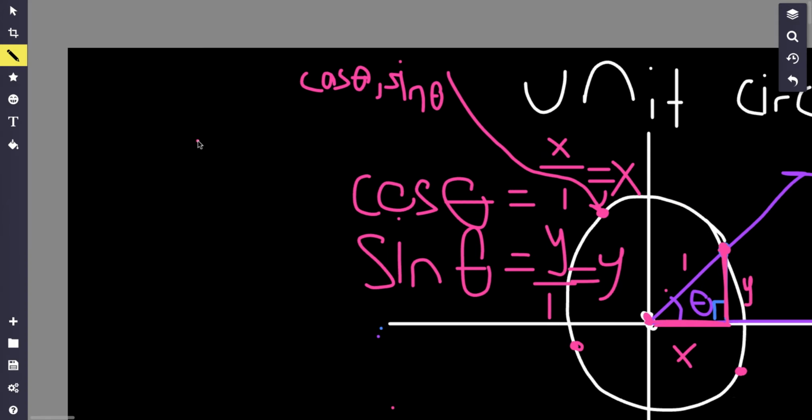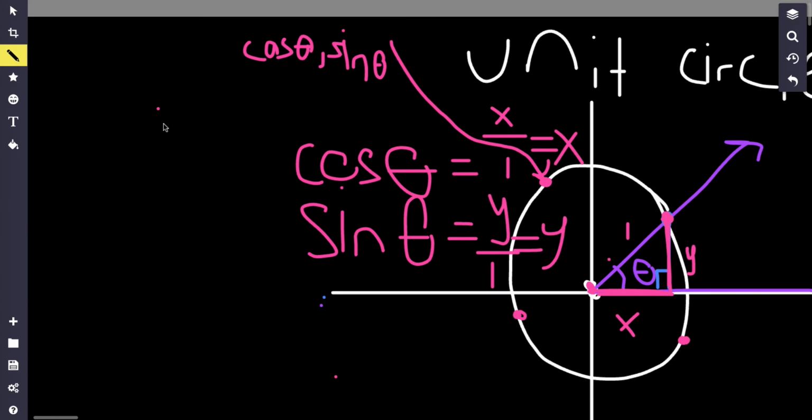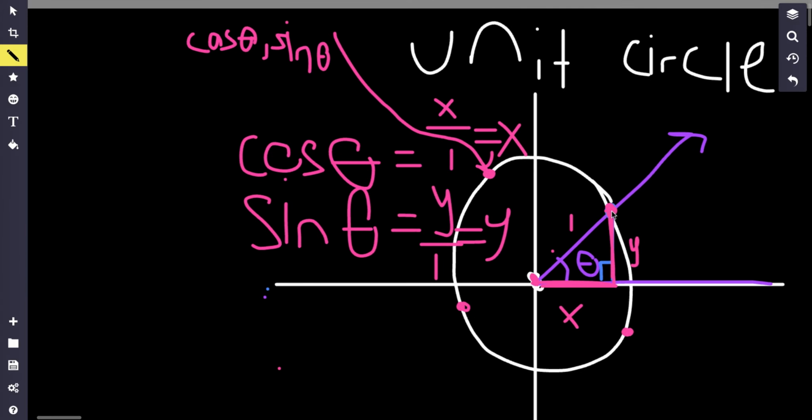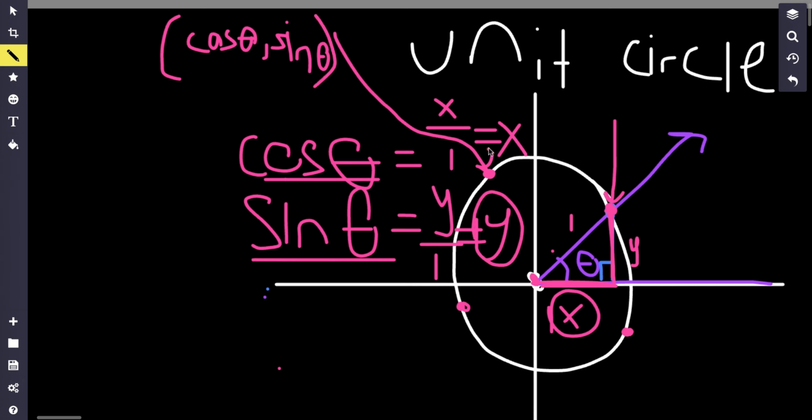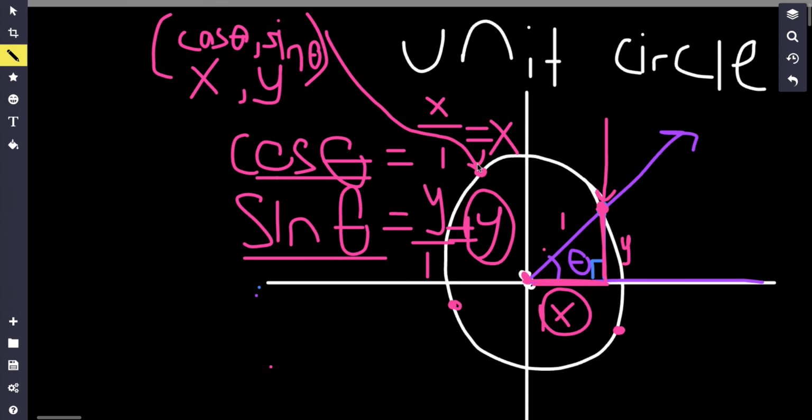Now, if that's confusing, think about it like this, right? We created a random angle, and for the coordinate of our point right over here, the x value of our point we said was cosine of theta, and the y value of our point we said was sine of theta, right? Therefore, the coordinates of our point are going to be x comma y, aka cosine of theta, comma sine of theta. I just did some substitution there. And it turns out that this works for any point on the unit circle.